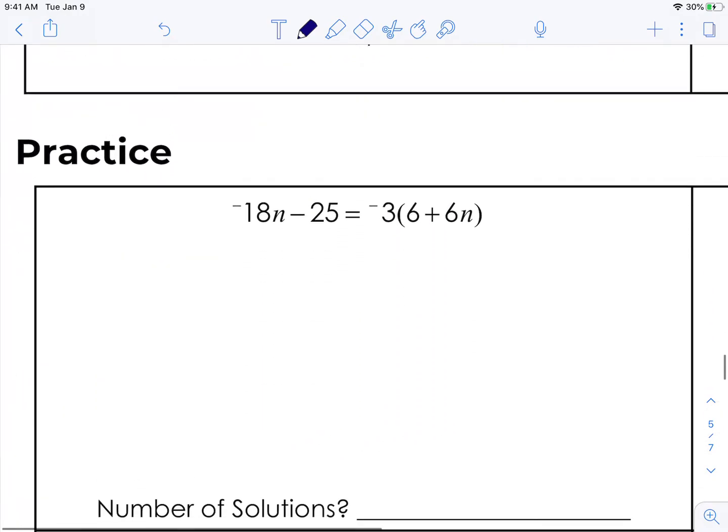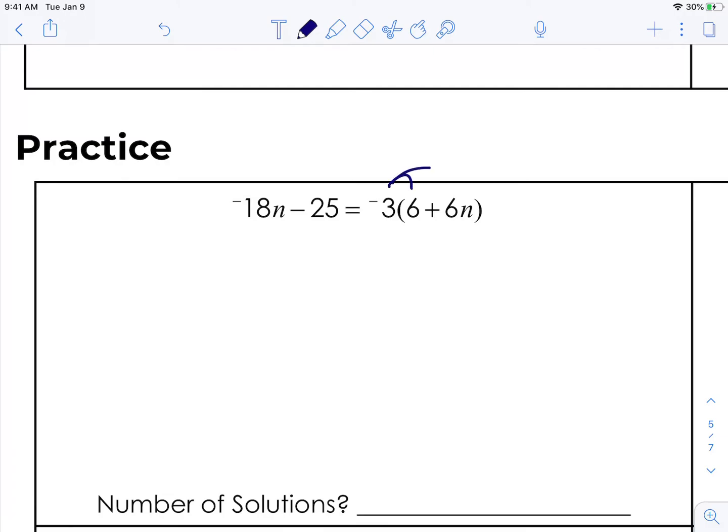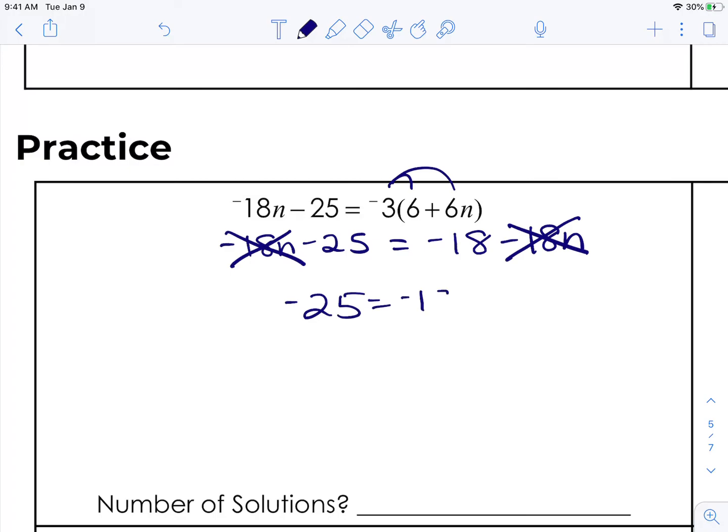Let's look down here at the practice. So we're going to distribute our negative 3. Over here we have negative 18n minus 25. And then negative 3 times negative 6, you end up with negative 18. Negative 3 times 6n is negative 18n. So my variables here are identical. So I'm just going to cross those out. If they're identical, you know they're going to cancel each other out. What we're left with is negative 25 is equal to negative 18. This is not true, so our number of solutions: none, or no solutions.